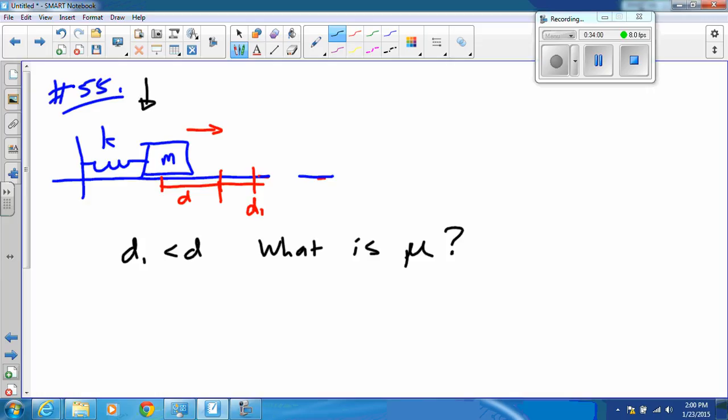Let's identify two points for doing our energy accounting, and I kind of like those two points. How much energy is stored up in the spring at this point right here? I call that 1, I call that 2. U1 is equal to what? One half k x squared, but what's the x at this point? It's d, that's right. And how much potential energy do we have at point 2?